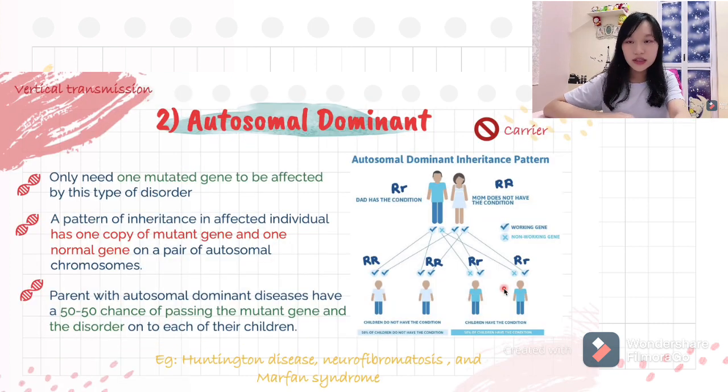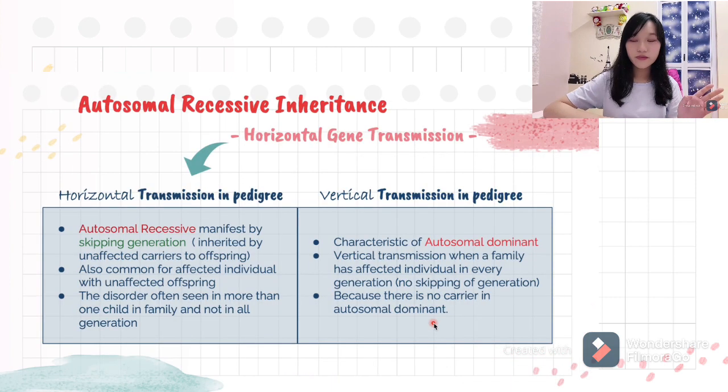So you can see back this picture here for the autosomal dominant case, where 50% of the children have the condition and 50% of the children are normal in this condition. So it means that autosomal dominant disorder will surely affect the offspring by 50%. So we can assume that this will cause the non-skipping of generation in autosomal dominant. So these are the differences between horizontal transmission and vertical transmission.